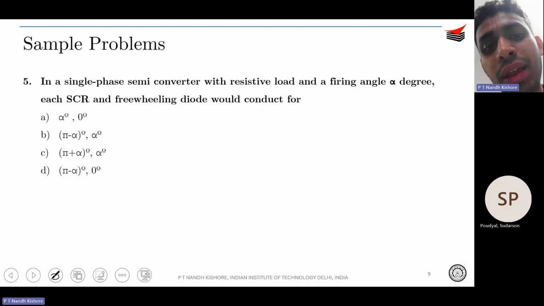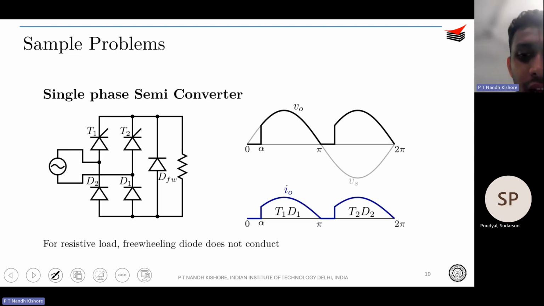Okay. In a single phase semi-converter with resistive load and a firing angle alpha, each SCR and freewheeling diode would conduct for dash. So the given converter is a single phase semi-converter, right? So you understand that in a semi-converter, you have a dedicated freewheeling diode in addition to the full bridge rectifier, right? So the question is, each SCR and freewheeling diode would conduct for what period? Correct.